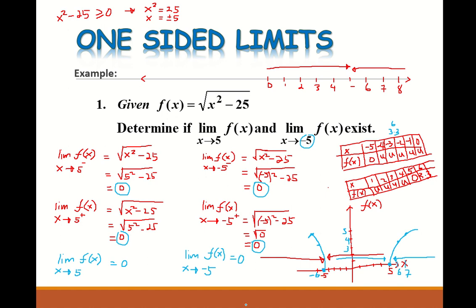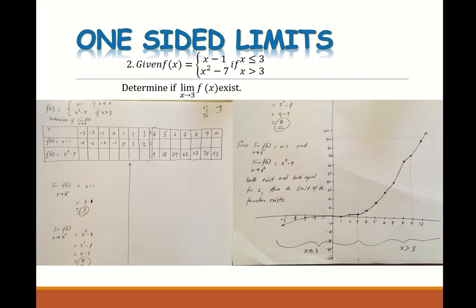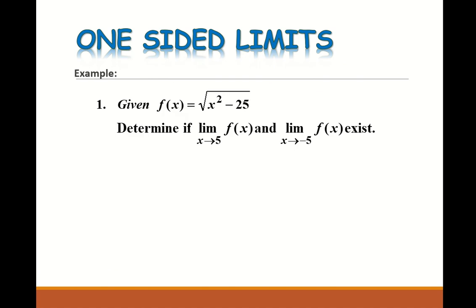Okay, so in this example, we're able to determine that the limit of f of x as x approaches 5 and the limit of f of x as x approaches negative 5 both exist. Okay, so I hope this is clear to your class. If you understand this one, then there's no problem that you cannot solve the next example. So the basic concept is already explained here. Okay, so in our next example, this was our first example, that was our second example, first example.